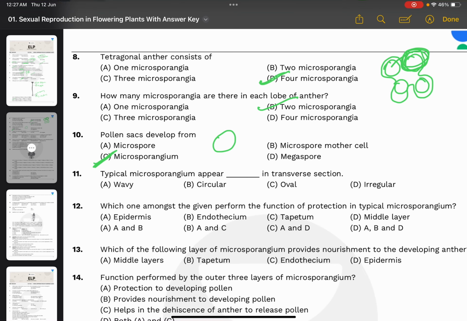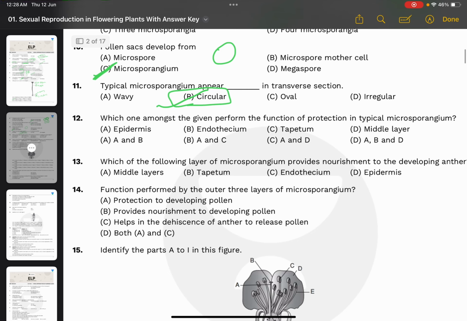Microsporangium is the singular, microsporangia the plural. A typical microsporangium appears circular, oval, irregular or wavy. So that's what we call circular. Question 11, the second option, it is circular in outline. Now, which one amongst the given performs the function of protection in typical microsporangia?